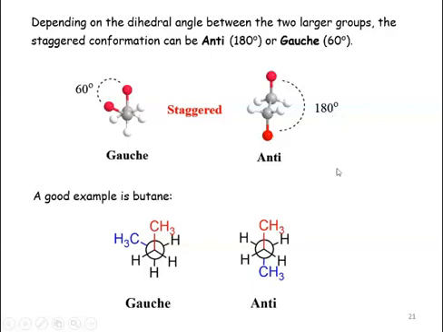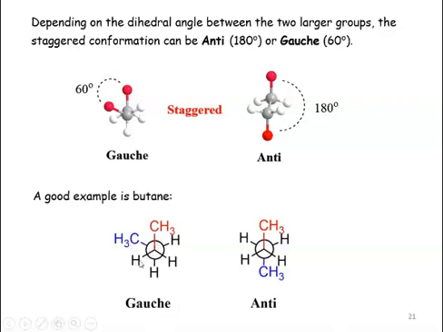A very good example is taken here. Here we can see the structure of butane. The carbon at the front is associated with 1 CH3 group and 2 hydrogen atoms. The carbon at the back is also associated with 1 CH3 group and 2 hydrogen atoms. Carbon at the front is shown with an inverted Y structure, and carbon at the back has a straight Y structure. And the relative position or dihedral angle between the adjacent groups is 60 degrees here. If it is 60 degrees, we call the conformation as gauche conformation.